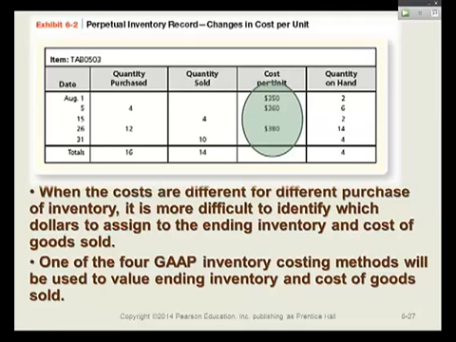Now, we're going to keep that number because that number is not going to change in a lot of our examples, or in all of our examples. We're going to need to allocate that, and depending on whether you use first in, first out, last in, first out, specific identification, or average cost, it'll change the way this is allocated. This is going to be allocated to both the cost of goods sold and to ending inventory. So that total amount has to be allocated to cost of goods sold and to ending inventory.